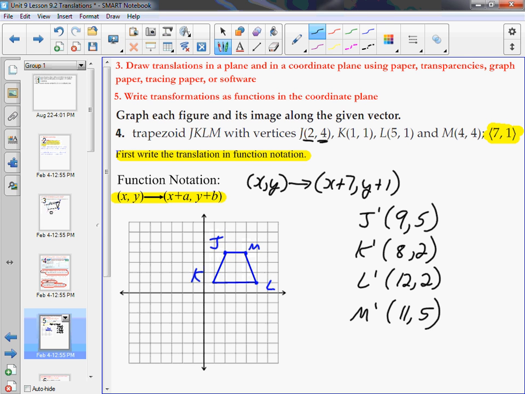All right, so J prime is 9, 5. 1, 2, 3, 4, 5, 6, 7, 8. So I'm going to have to guess where 9 is. 5. There's J prime. K prime is 8, 2. K prime. L prime is 12, 2. So back 9, 10, 11, 12. And then M prime is 11, 5.